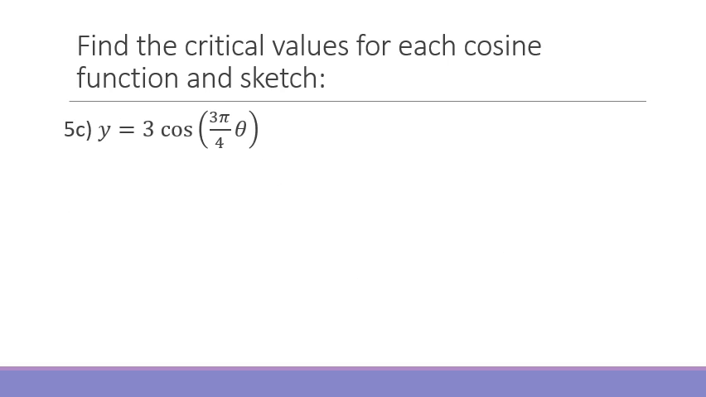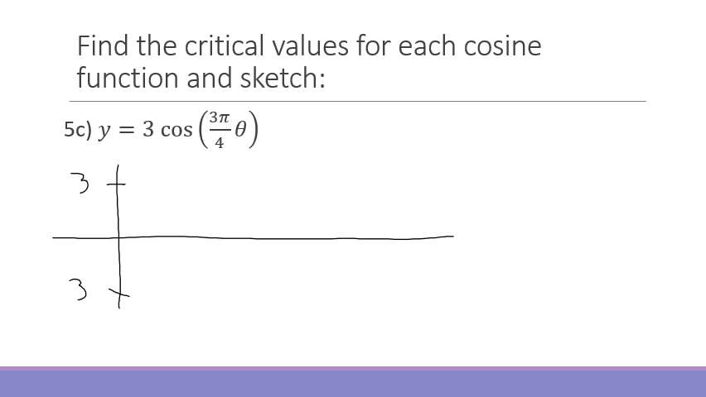Next one. So 3 cosine 3 pi fourths. So amplitude is 3. This one is +3 cosine, so this one's going to start up at 3. Okay? So our amplitude is 3. Our number of cycles is 3 pi fourths. So then let's figure out what the period is.